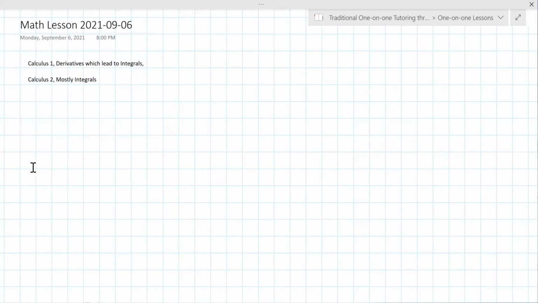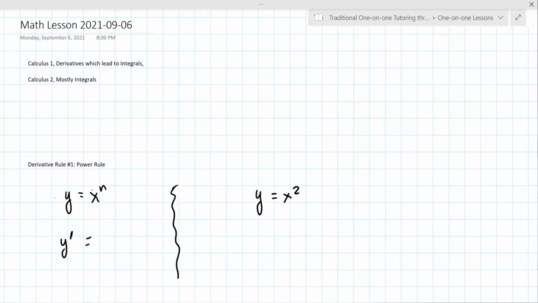So the very first derivative rule that I'm going to give you is the power rule. If y equals x to the n, and we'll do an example over here, let's say that y equals x squared. The derivative y prime is x to the n minus 1 power times n. We don't need to worry about why this is, but we just need to know how to do it.